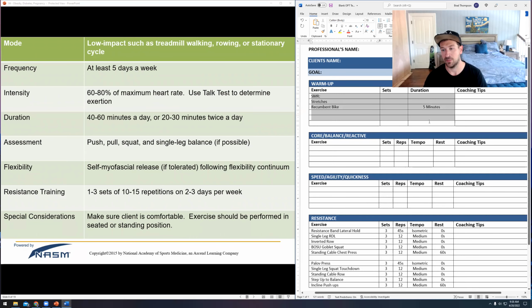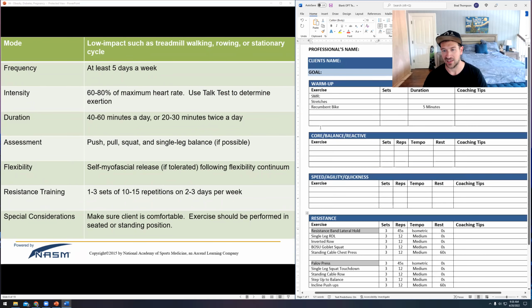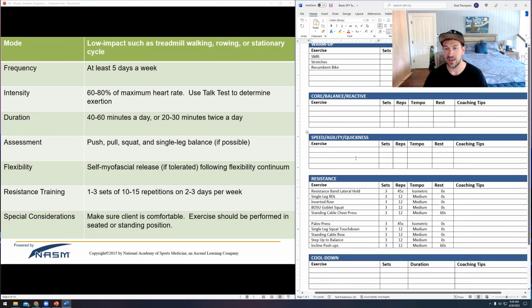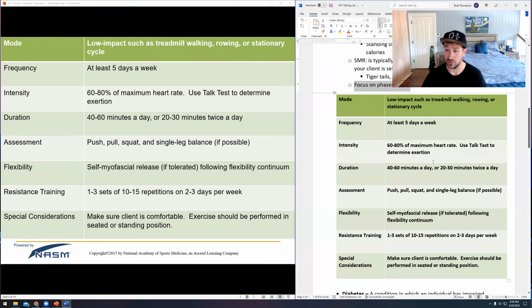Obviously, I need to make sure that I'm putting an actual warm up together. Probably should move these core exercises into NASM's movement prep section if we're being clear about it. I might even do some SAQ if it's fun. My client wants to do that. And then I need to build my cool down. But in terms of just the overall resistance section, we did pretty decent work.